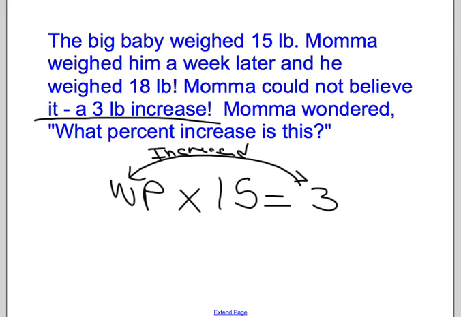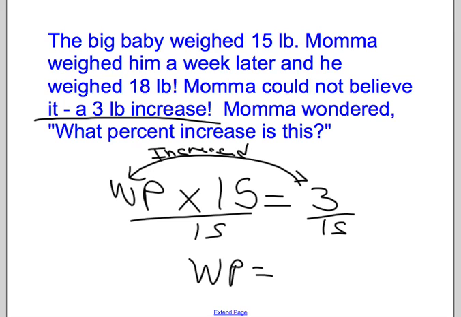So now how do we solve this when we have what percent of 15 equals 3, Emily? 20%. How do we solve it though? You divide 3 by 15. Correct. We're dividing both sides by 15. And you've already done the arithmetic on that and found that the percent is equal to 20.